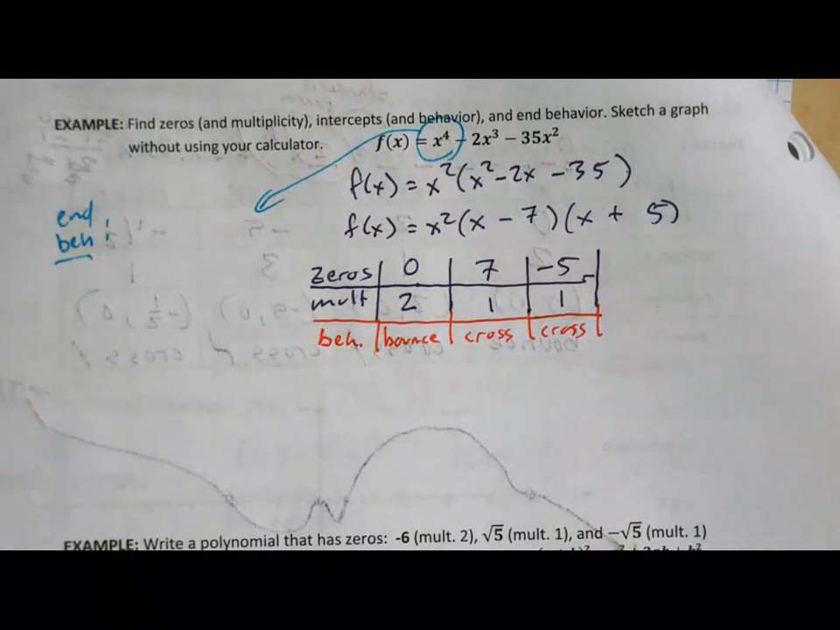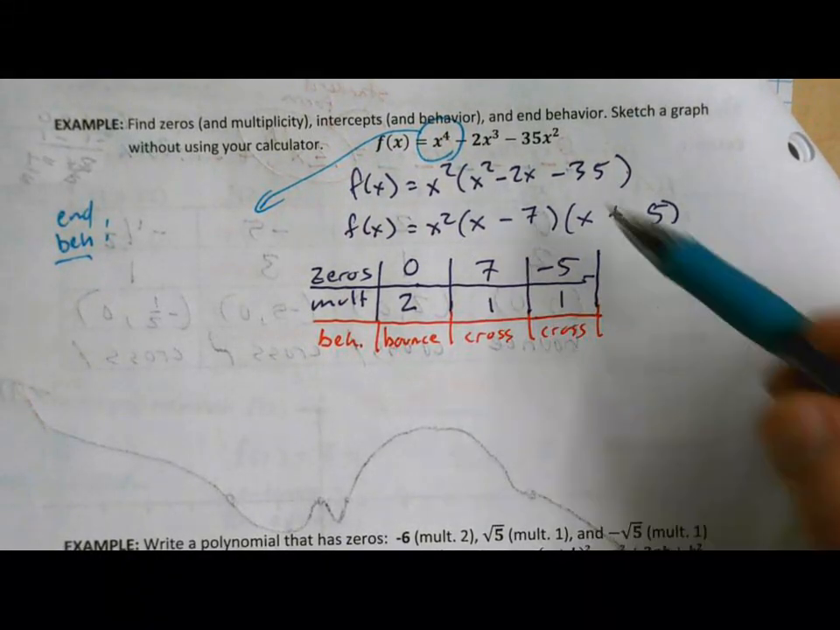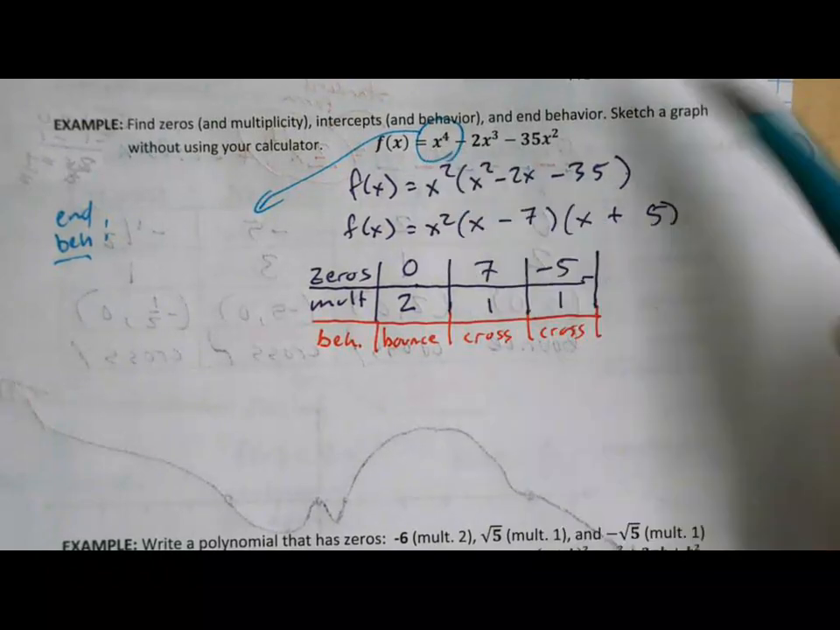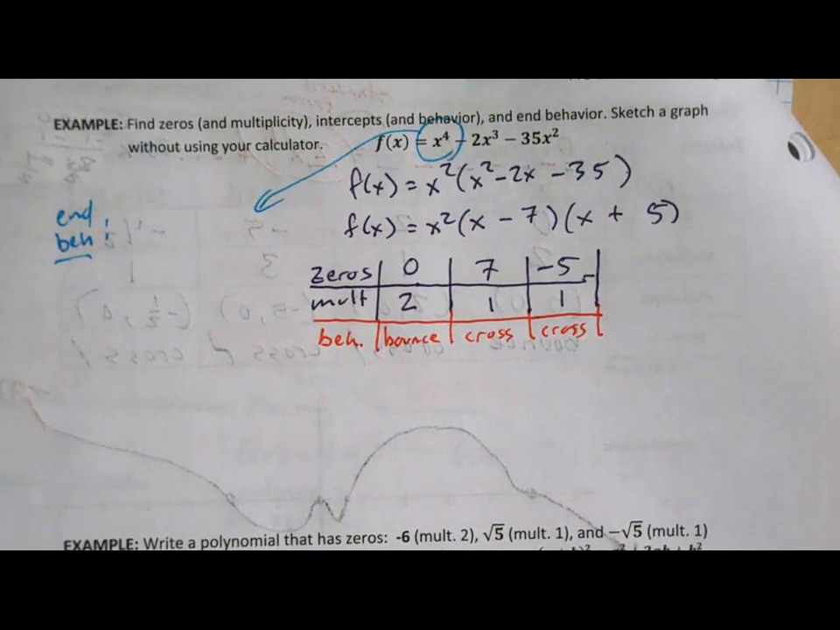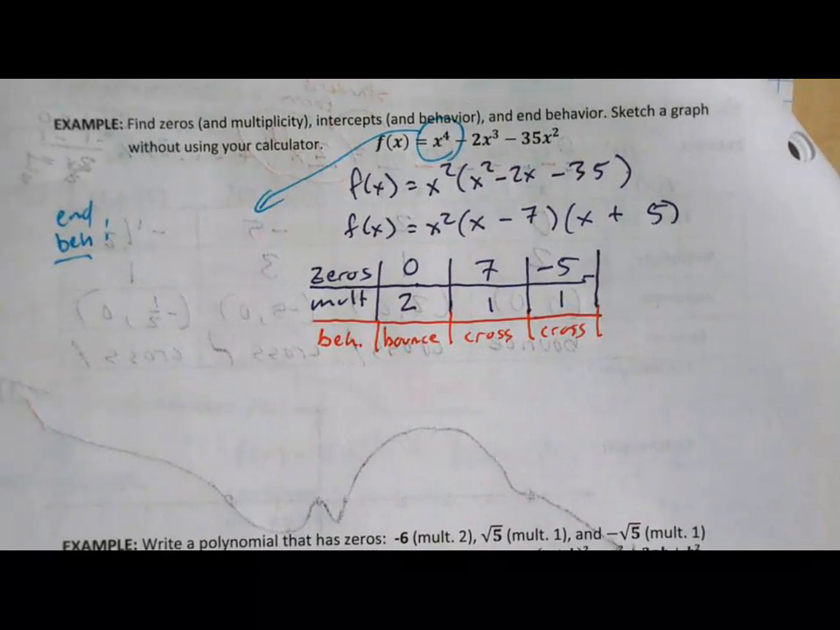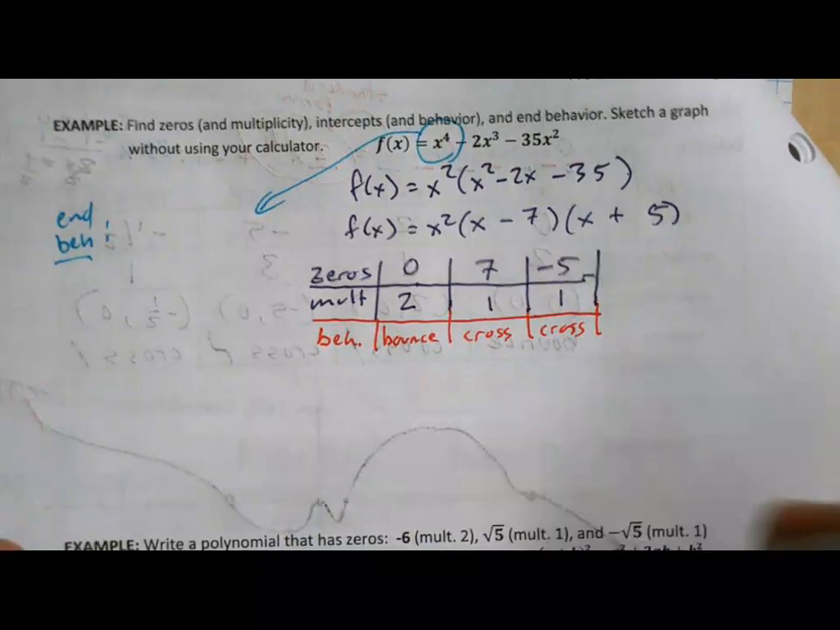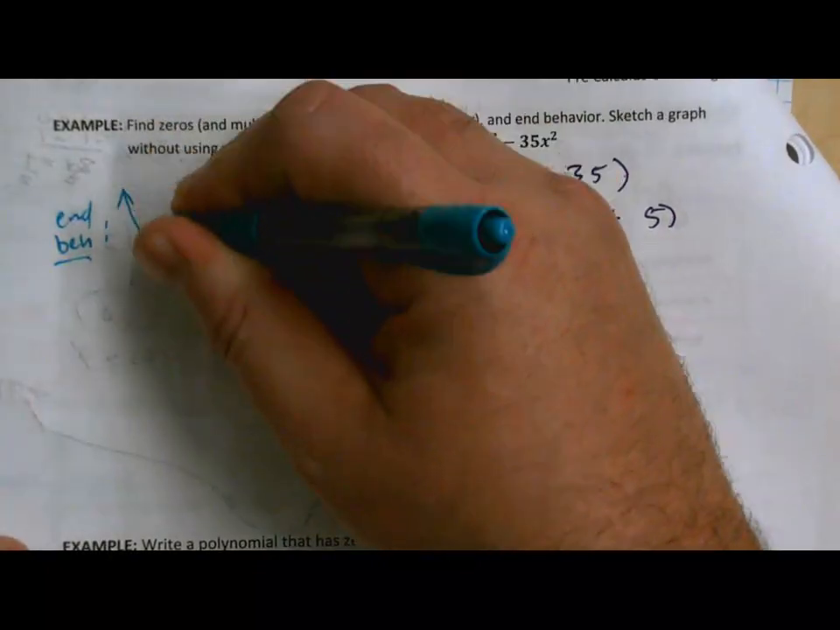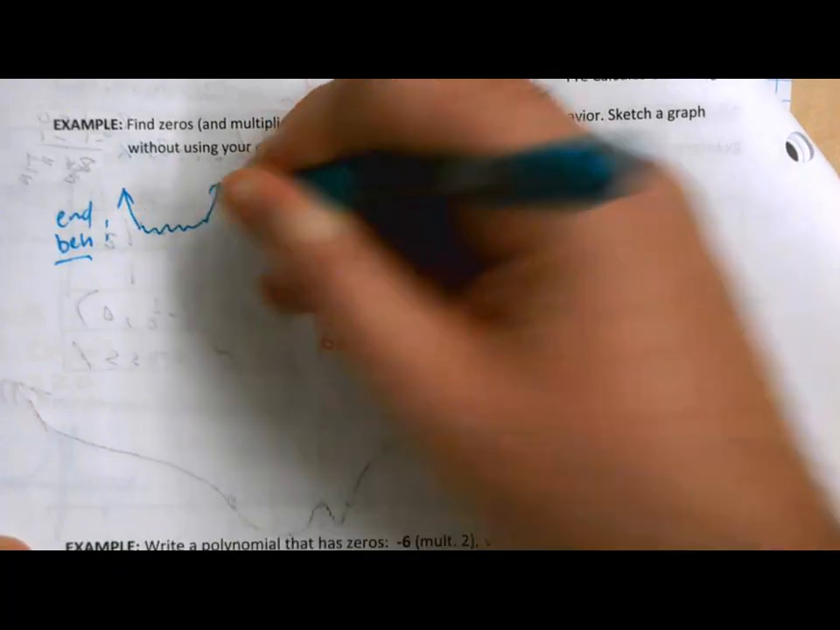We've got an even degree, and it's positive. So which dance moves that look like? Even and positive. It's up on the left, up on the right. So my end behavior is going to be up on the left, and then something's going on in the middle, and then up on the right.